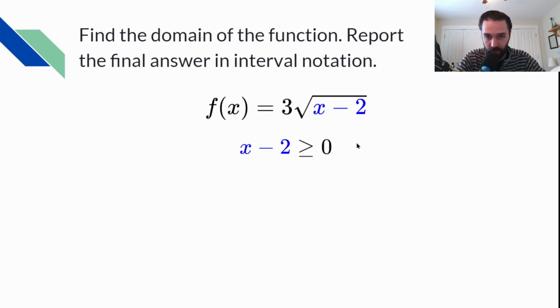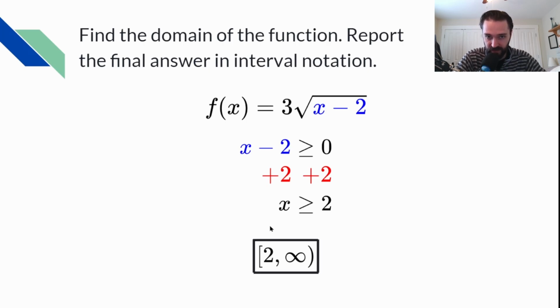When we solve for x here, we add 2 to both sides, and that gives us x is greater than or equal to 2. Which means that the domain of this function is everything from 2 up to positive infinity. And 2 is included, so we use a bracket right there. And this is our final answer.